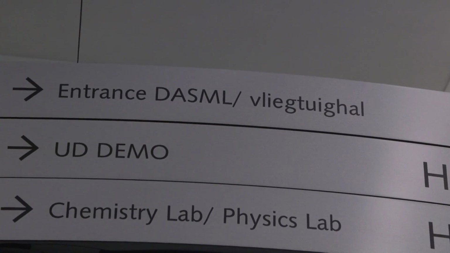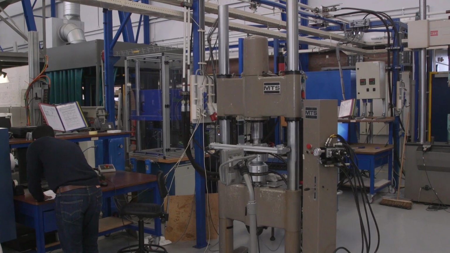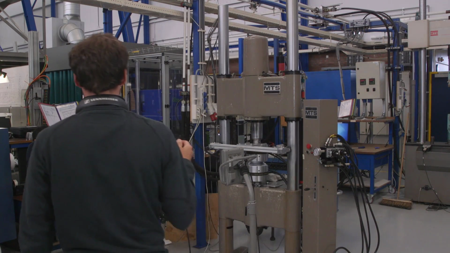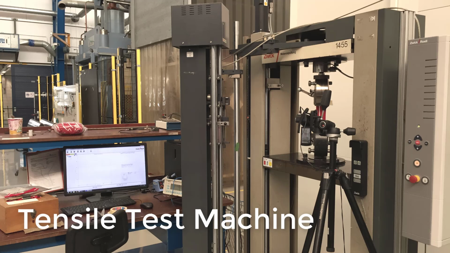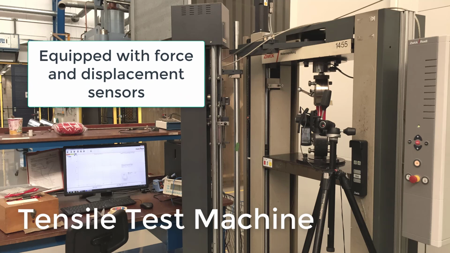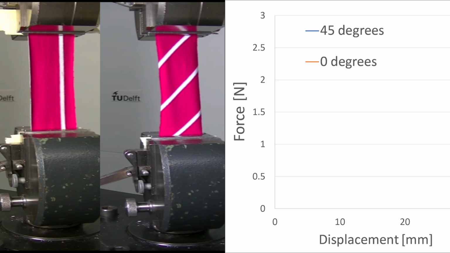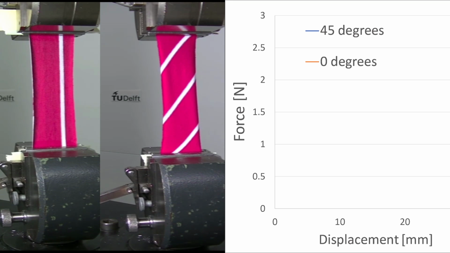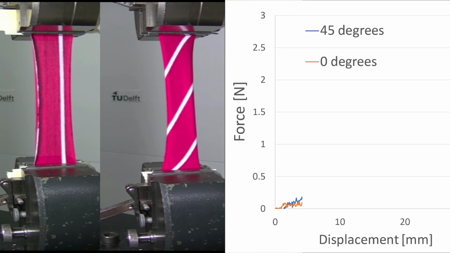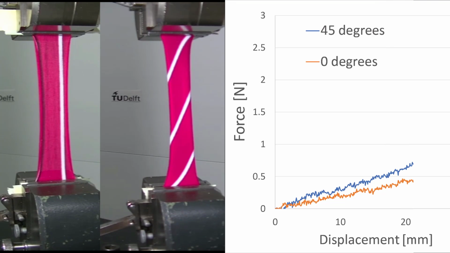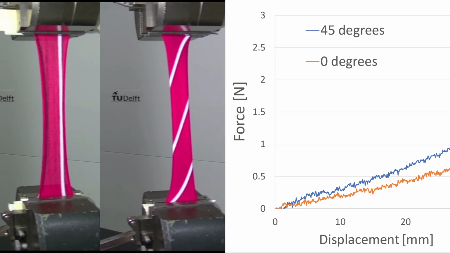Now that we have our specimens, let's go to our Delft Aerospace Structures and Materials lab to test them. For this test, we will use the tensile test machine shown here. This machine has sensors in it that can measure both the force and displacement as we run the tests. First, we will test the t-shirt material. Here you can see the footage of the t-shirt material side by side. As the test progresses, you can also see the force deflection curve being generated by the test setup.